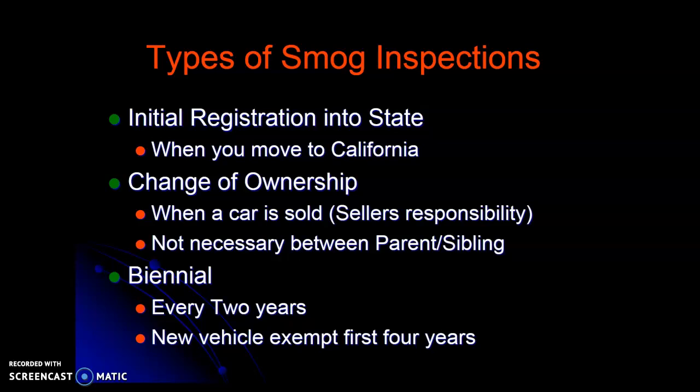I'd imagine if you're a registered vehicle owner driving in this state, you've gone through a smog check. So here are the different types of smog checks. You have your initial registration when you move into California or purchase a vehicle, and change of ownership when the car is sold. So if you sell a car, you have to smog it. If you're going through immediate family, though, you don't have to. And then there's biennial. If you own the car, every 2 years you have to smog it. And new vehicles are exempt for the first 4 years. And this just changes all the time. It really does.